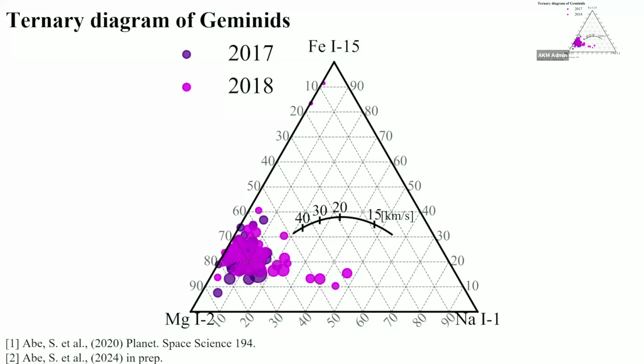For Geminids, the entry speed is around 35 kilometers per second. If it's chondritic, the point should be here. So we can compare with the location of the chondritic material. As you see, sodium is depleted. The left part is depleted for sodium, and magnesium is relatively enhanced, and iron is almost the same as chondritic.